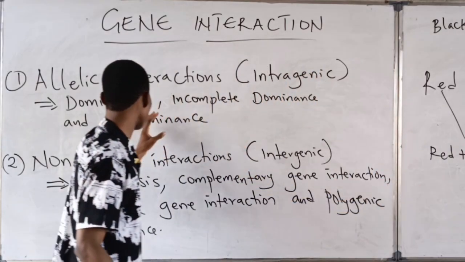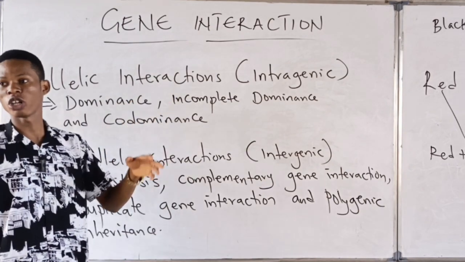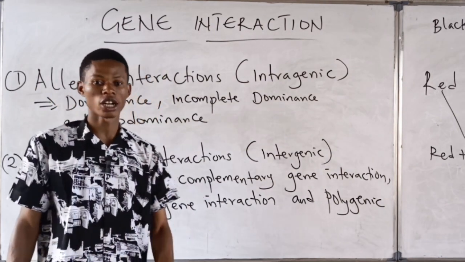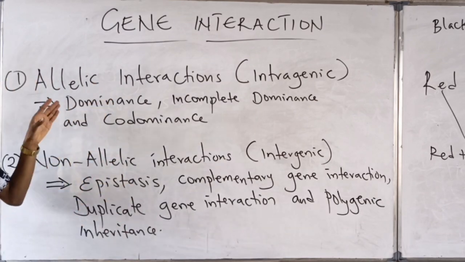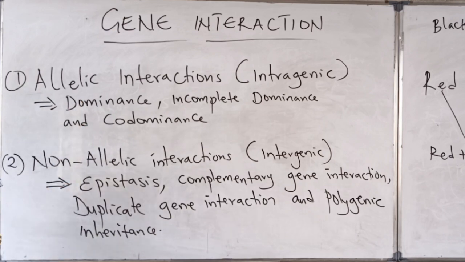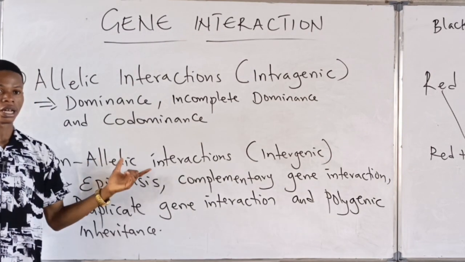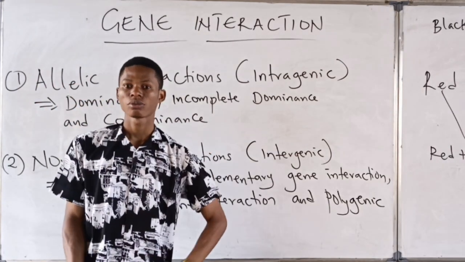Yes. Now these are examples of allelic interactions. And don't forget, if you don't call it allelic interaction, you call it what? Intergenic interaction. Good. Any questions so far? Alright. Any question is for tomorrow. Number 2. Another type of gene interaction is non-allelic interactions, or intergenic interaction.